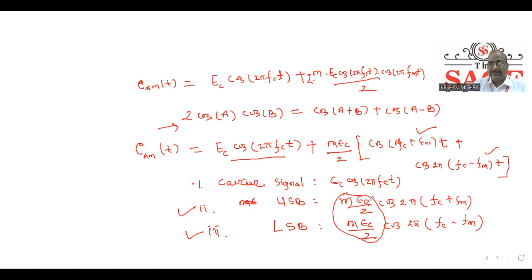So in the next class, we will calculate the power contribution from the carrier component, the power due to the upper sideband, and the power due to the lower sideband. Then the total power will be PT equal to PC plus the sideband power. For this, we will calculate the power contribution from the carrier and from each sideband. So we will continue in the next class. Thank you very much.